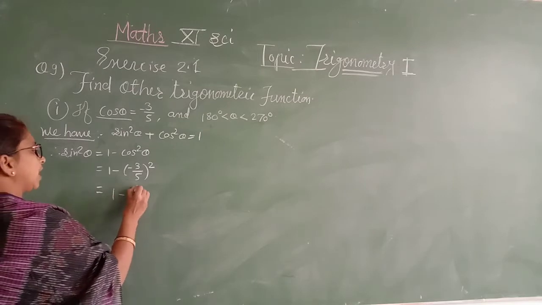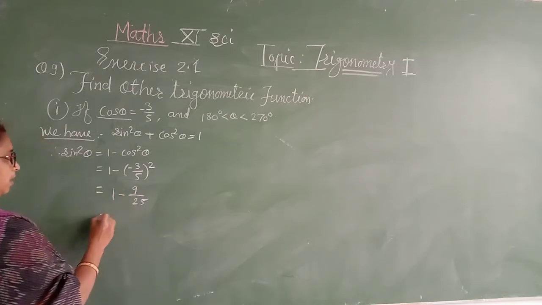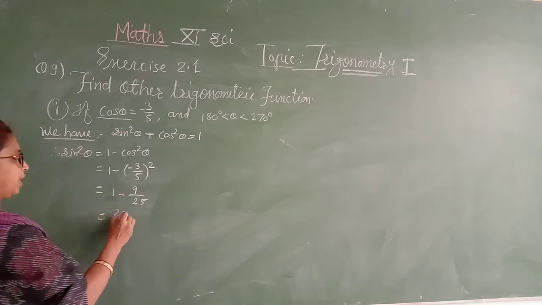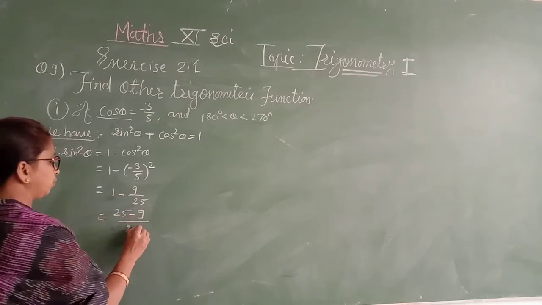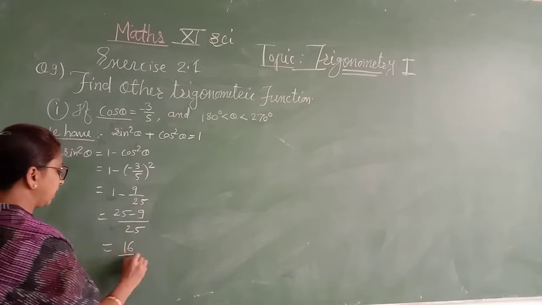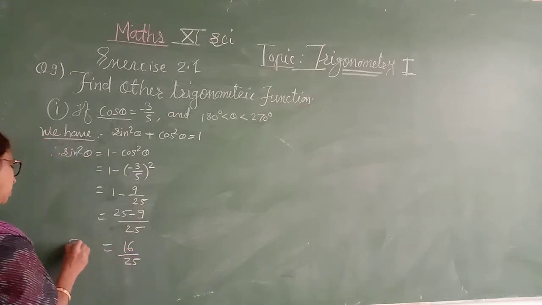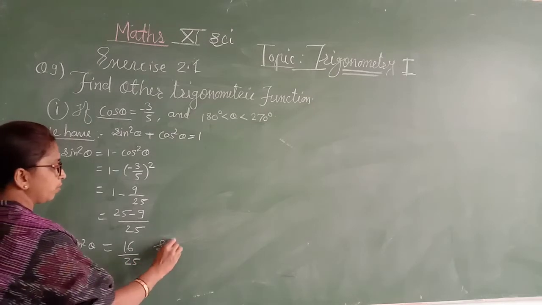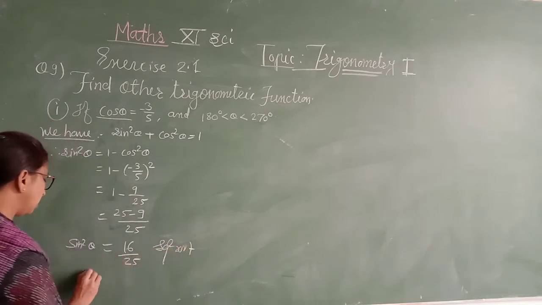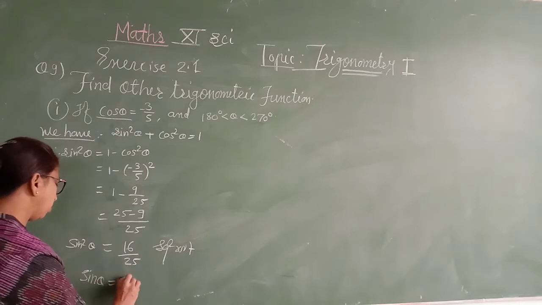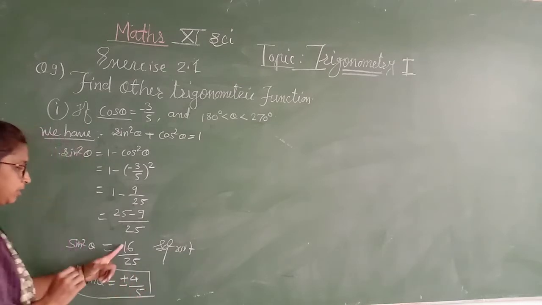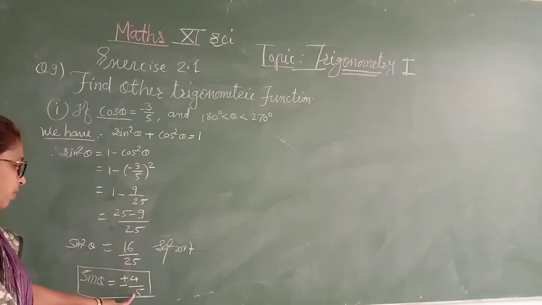1 minus 3 by 5 whole square. Square of this is 9 upon 25. By cross multiplication, we get 25 minus 9 upon 25. We get 16 by 25, which is equal to sine square theta. Taking square root, we get sine theta is equal to plus minus 4 by 5. Square root of 16 is 4 and square root of 25 is 5.